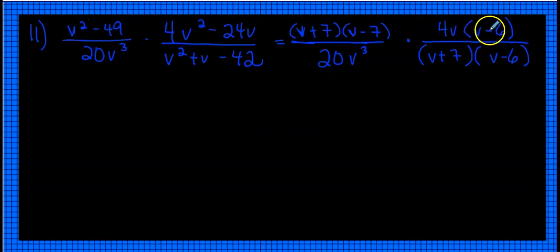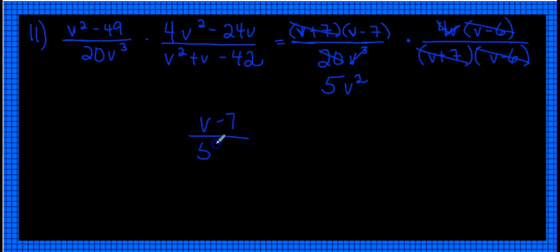This one I pulled out the greatest common factor of 4v, and then this one stayed the same. The second denominator factored to v plus 7 times v minus 6, so I can start marking stuff out. I can do the 4 and the 20. And then I can also do this v and this v cubed. So this v would cancel out one of these, leaving me with v squared. So let's see, what do we have left? We have v minus 7 in the numerator and 5v squared in the denominator.